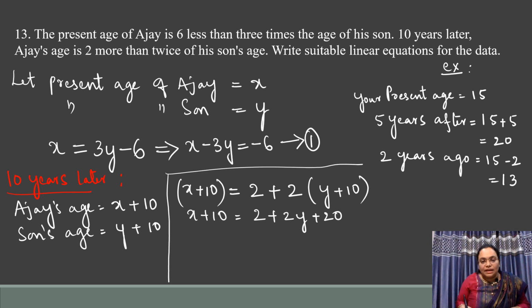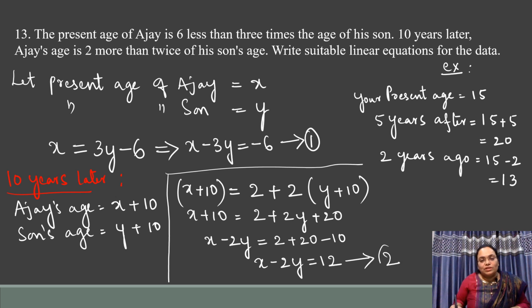Okay, now let me get 2y to the LHS, which is x minus 2y is equal to, I'm just sending this 10 to the RHS, which is 2 plus 20 minus 10, so x minus 2y is equal to 12. This is your equation number 2. Okay. This one is your equation number 1 and this is your equation number 2.